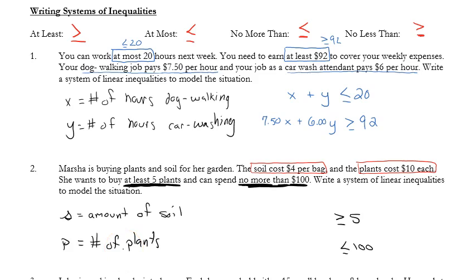Don't get caught in the habit of saying, well, those are my money ones, it'll go with my money, which is true. $4 times the amount of soil plus $10 times the number of plants is less than or equal to 100. That's true. But don't get in the bad habit of just saying, okay, then this must be S plus P equals 5. Because the 5 is representing here just plants. She needs to buy at least 5 plants. It has nothing to do with the soil. So here, it is just one variable. P is greater than or equal to 5. That represents 5 or more plants.